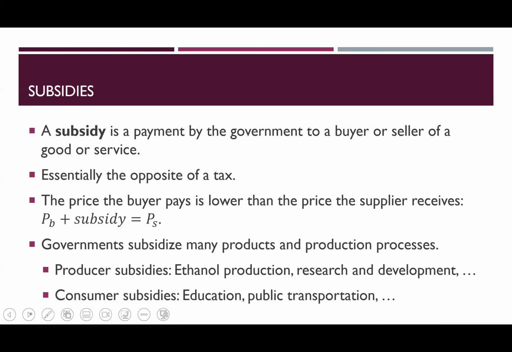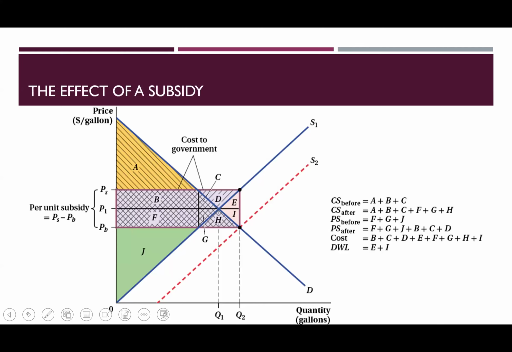Ethanol is a big one. Research and development, tons of government subsidizing of R&D work. For consumers, education has been a big one historically, as well as public transportation. So a subsidy, like we said, is going to have the opposite effect of a tax. The supply curve, when the subsidy is applied to the supply side of our market, is going to shift down and to the right. This is going to lower the price that buyers pay for that good, while the price that sellers receive will be reflected on the original supply curve.